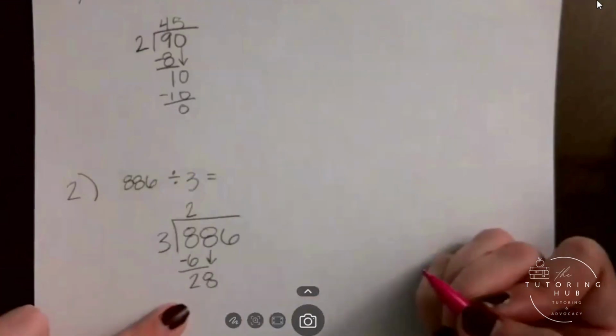So I'm done with my hundreds, and I'm going to bring down the tens place, which is an 8. So 3 times what gets me close to 28? 3 times 9 is 27. So now 28 minus 27, and I'm left with 1. Now lastly, I'm going to bring down the ones place, the 6.